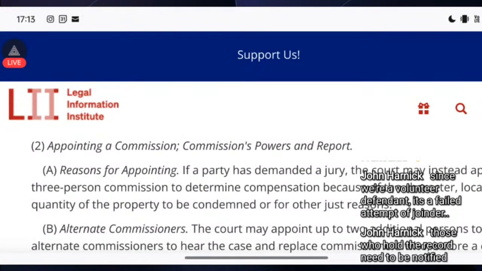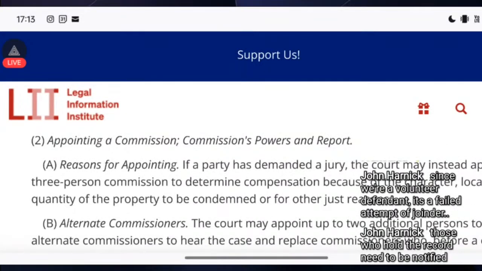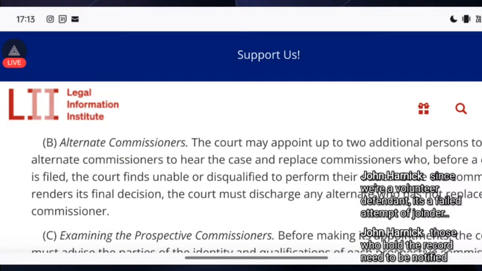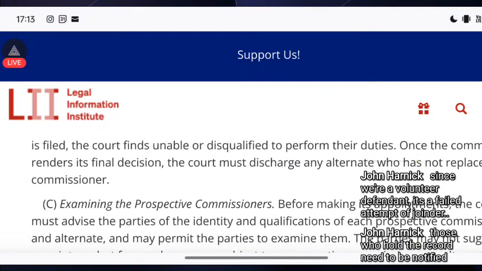Appointing a commission. Reasons for appointing. If a party has demanded a jury, the court may instead appoint a 3-person commission to determine compensation because of the character, location, or quantity of the property to be condemned, or for other just reasons. Alternate commissioners. The court may appoint up to 2 additional persons to serve as alternate commissioners to hear the case and replace commissioners who, before a decision is filed, the court finds unable or disqualified to perform their duties. Once the commission renders its final decision, the court must discharge any alternate who has not replaced a commissioner.